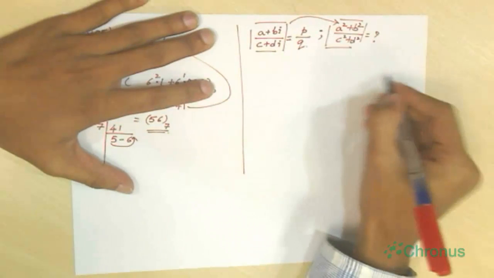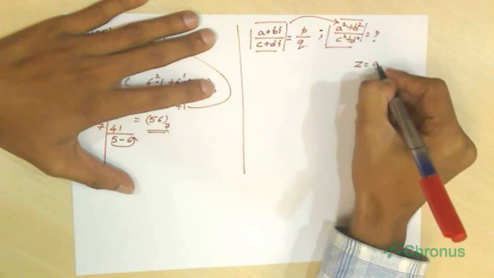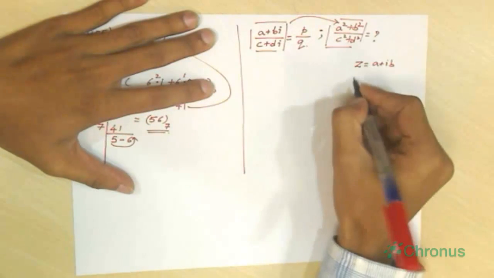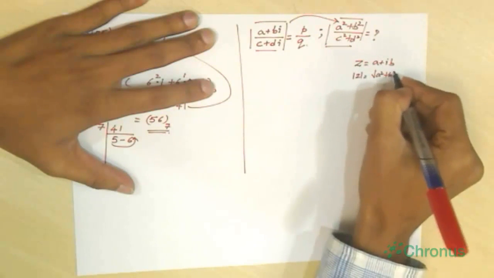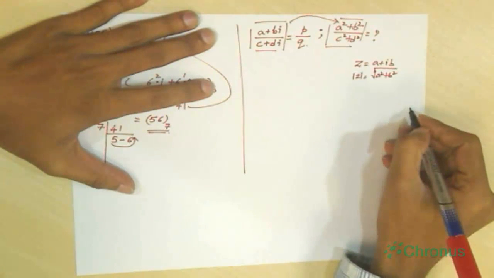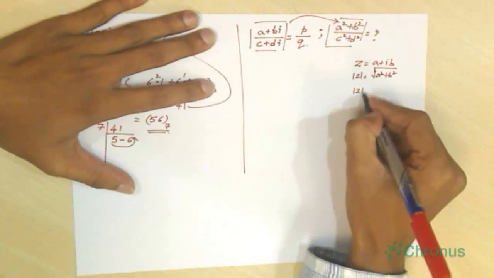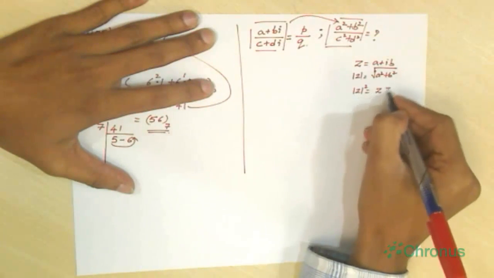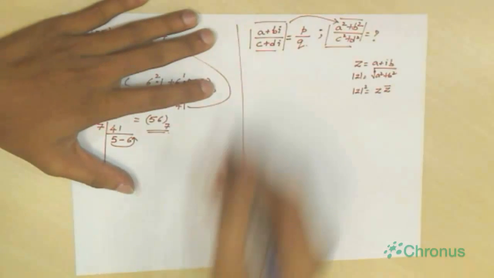One obvious thing which we know is if z is a number a plus ib, then mod z is equal to under root a square plus b square. So we need nothing but the square of the modulus, and we know that the square of the modulus is nothing but a number multiplied by its conjugate complex number. So let's start this way.